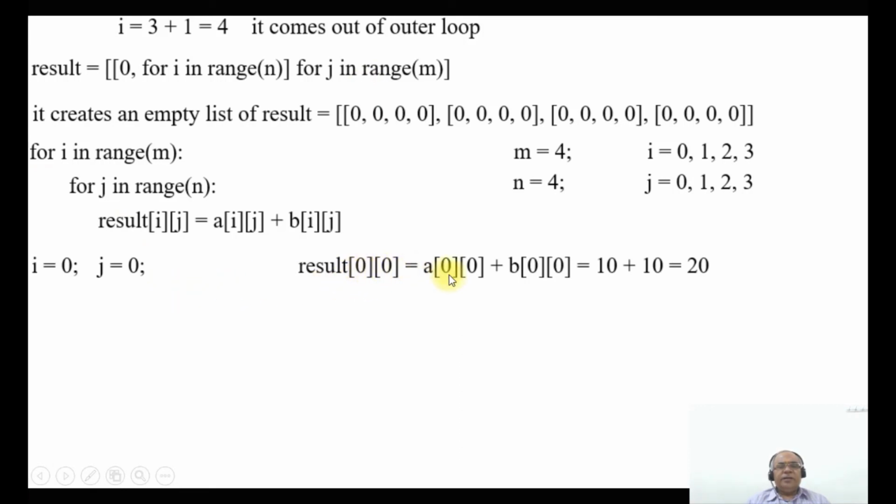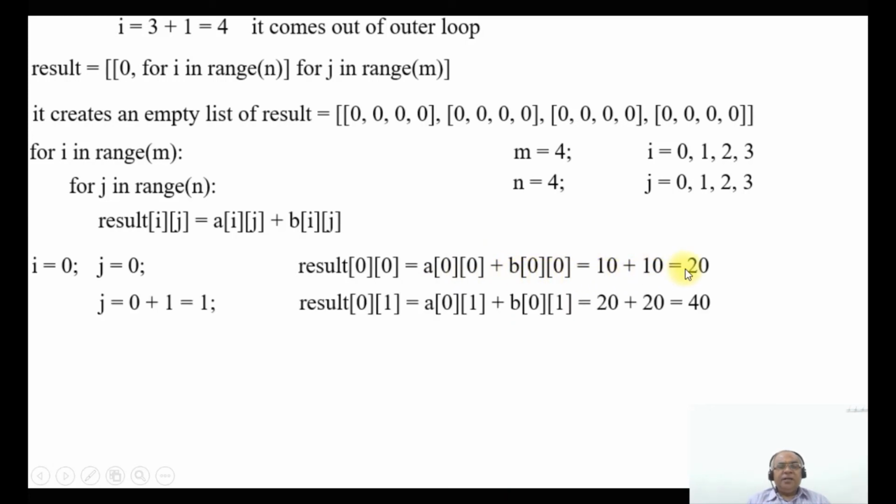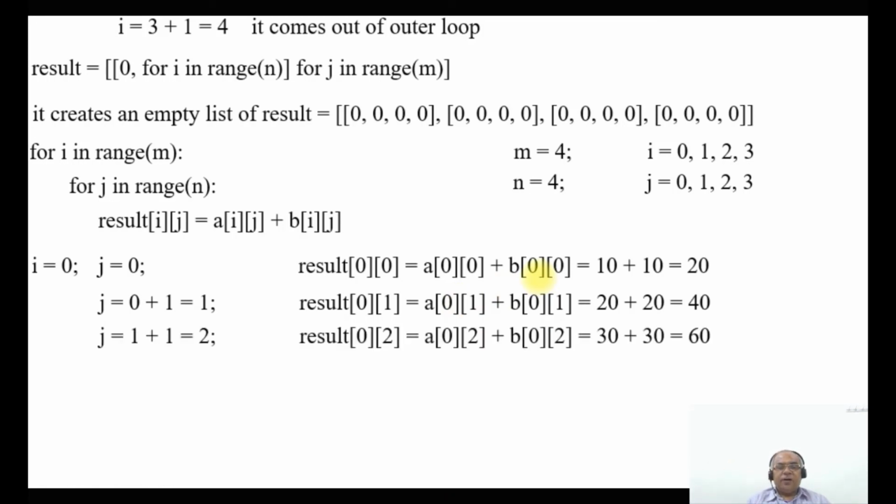Result of 0,0 will be a00 plus b00. a00 is 10 plus b00 is 10. 10 plus 10 becomes 20. Similarly, 01 is equal to a01 plus b01. 0th row first column, 0th row first column. That means 0th row second column, because it starts from 0 in the column wise also. So it becomes the second column. So 20 plus 20 becomes 40.